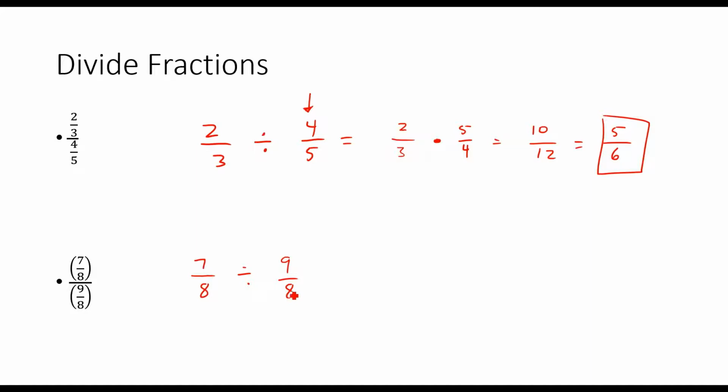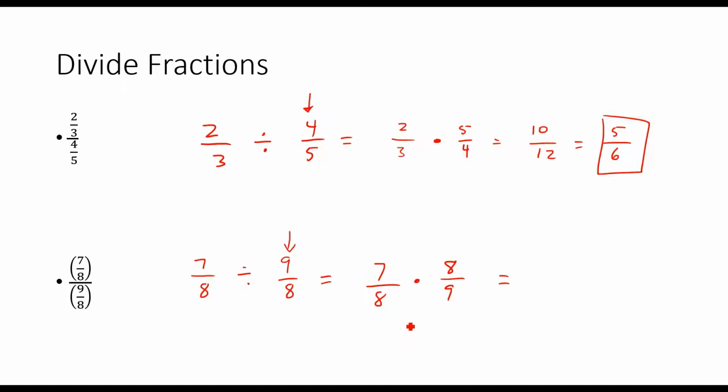So what do I do here? You do the exact same thing. You take this expression, or that fraction, and flip it over. So that's going to be 8 divided by 9. I'm going to have 7 over 8 on the same spot, and then I'm going to multiply.